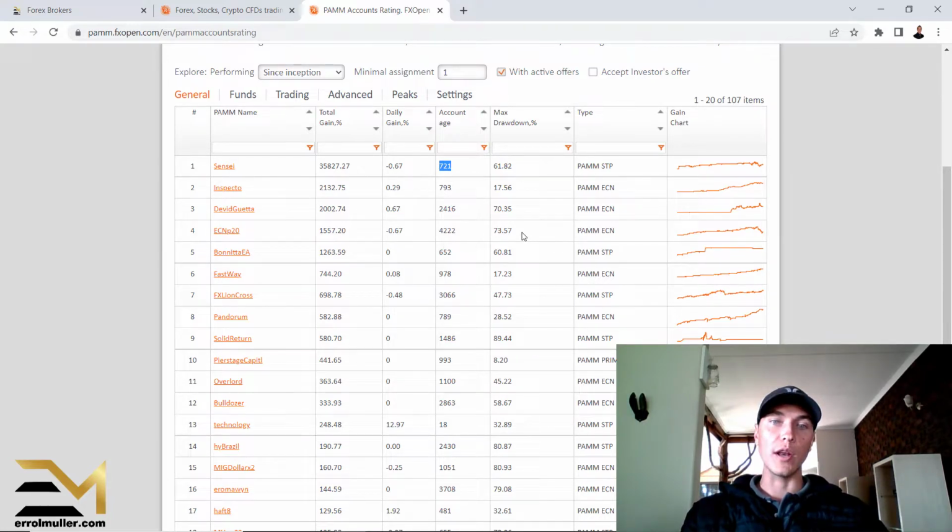You've got your max drawdown. So tip from me to you, something you definitely want to look at is the maximum drawdown and the account age. Now, I'm not saying if it's a new account, it's not a good account.